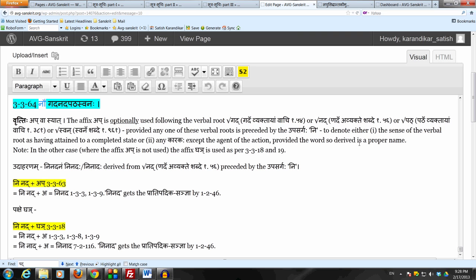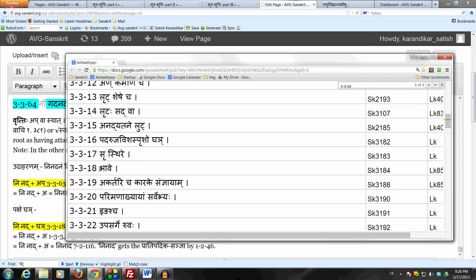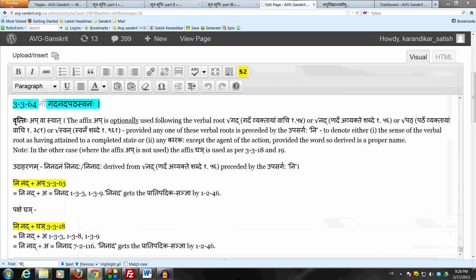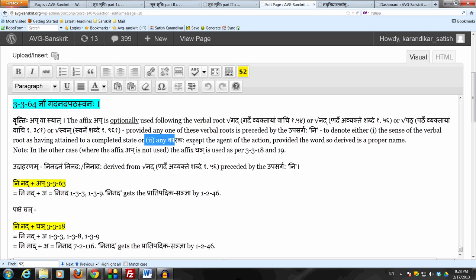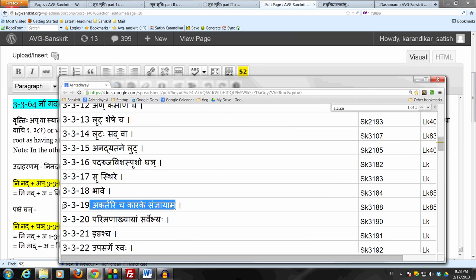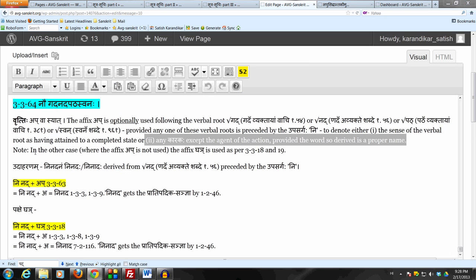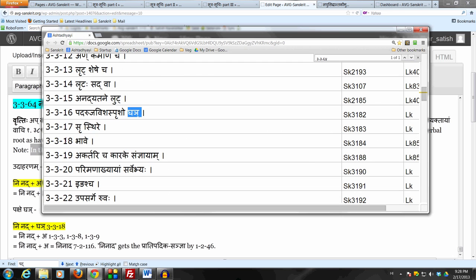And then the usual anuvritti of 3318, 3319 coming down, bhave, as well as akartri chakarake sanyayam. So its affix is used to denote either the sense of the verbal root as having attained to a completed state, which is bhave, or any karaka except the agent of the action, provided the word so derived is a proper name, which is from 3319 akartri chakarake sanyayam. And of course, when we don't use this affix up, the optional up, then we go back and use the default as per 3318, 3319. The vritti of this sutram simply says apvasyat.